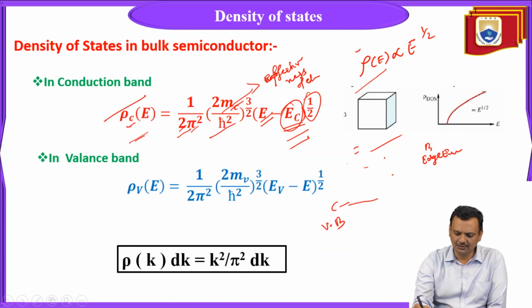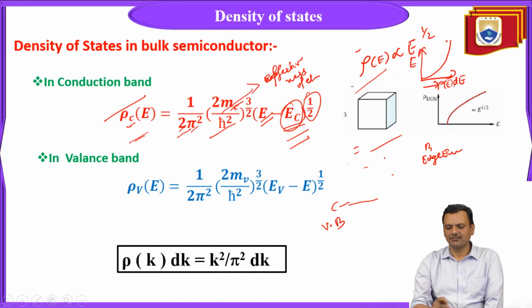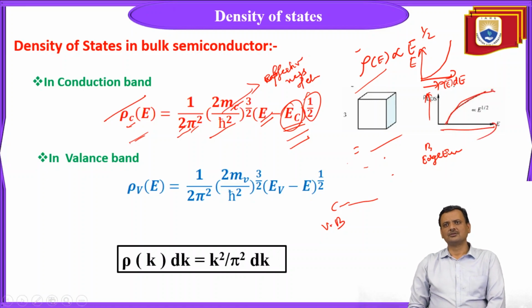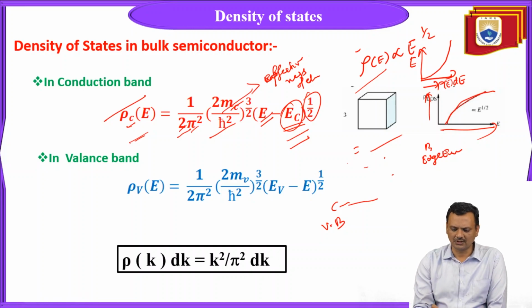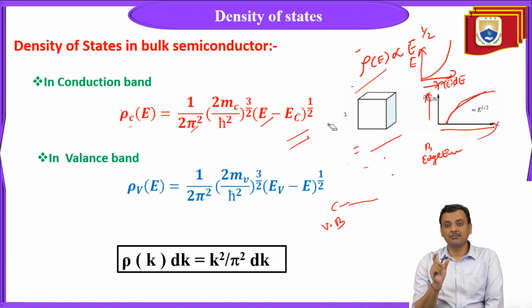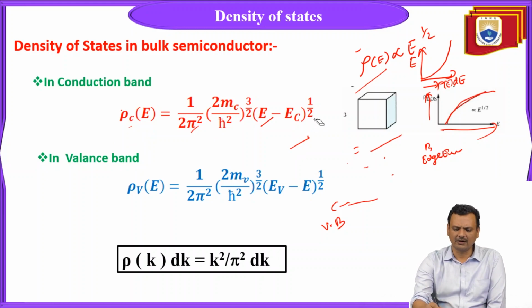So if you take the energy axis here and the density of states rho(E) on this axis, it looks like that. If you take the density of states on this axis and energy on this y axis, it will look like that. So there is nothing here for confusion. This is the density of states expression for the conduction band region, for any given bulk semiconductor or any kind of material.